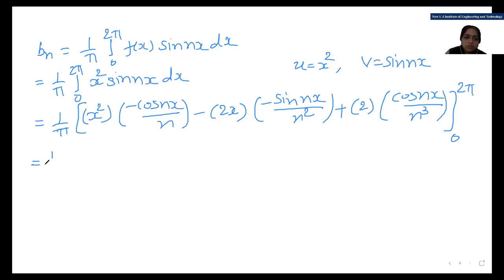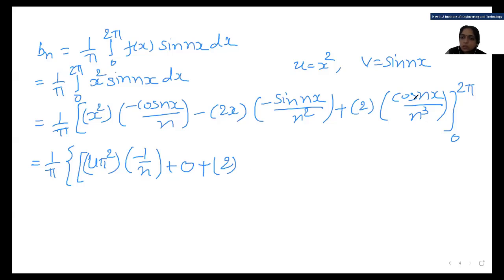So 1 by pi, if I put my upper limit here, that is 4 pi square. Here cos 2n pi is 1, so minus 1 by n. Sin 2n pi is 0. So 0 into anything is 0. So our second term will be 0, plus 2 cos 2n pi is 1, so 1 upon n cube. So this is the value of the upper limit.